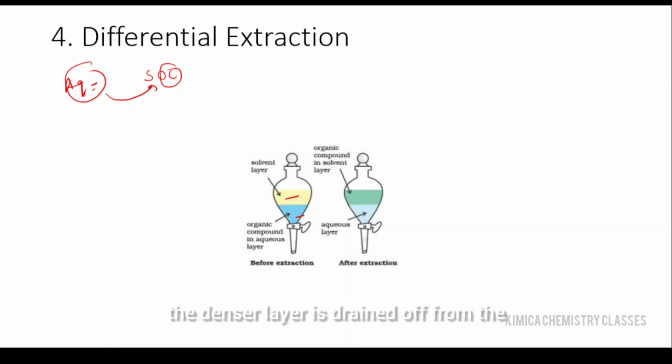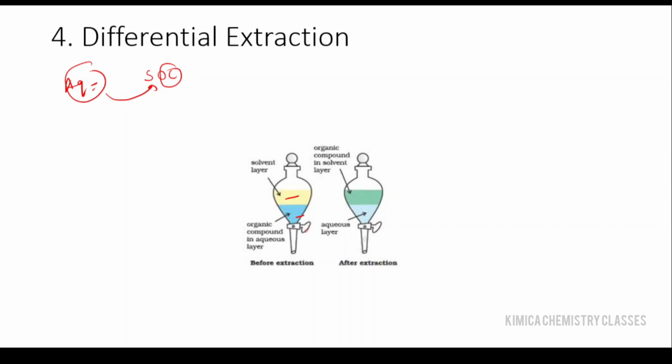The denser layer is drained off from the bottom of the separating funnel. This is the bottom. You have to turn this so that one layer can move out easily. So the denser layer is drained off from the bottom of the separating funnel, leaving the other layer behind. This process can be repeated multiple times to ensure maximum extraction. The organic solvent is removed by distillation or evaporation, leaving behind the pure organic compound.